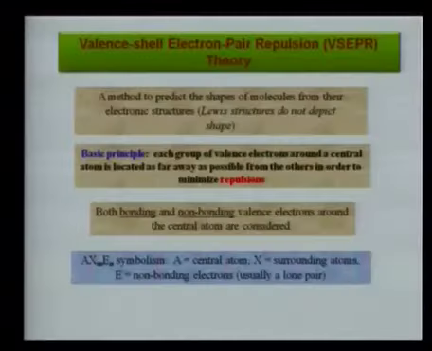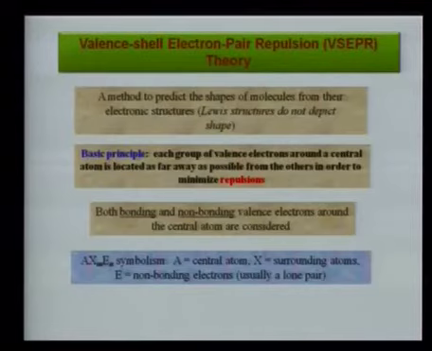Now, VSEPR theory is a method to predict the shapes of molecules from their electronic structures. Lewis structures do not depict the shape. Basic principle: each group of valence electrons around a central atom is located as far away as possible from the others in order to minimize repulsion. Both bonding and non-bonding valence electrons around the central atom are considered.